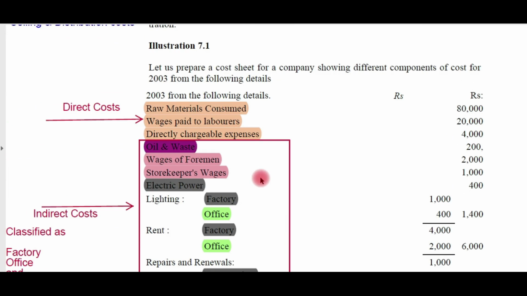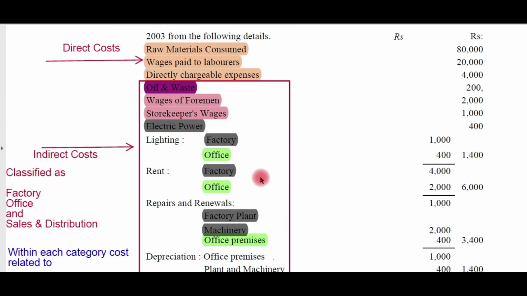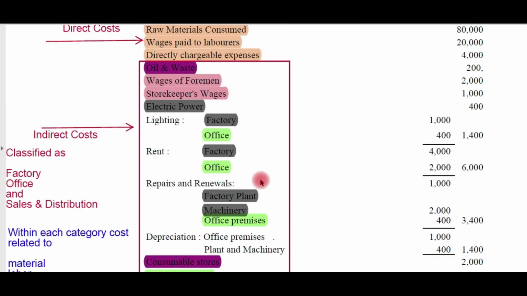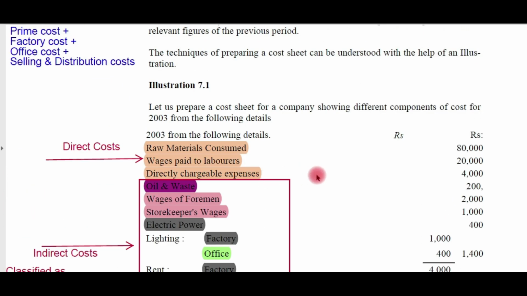These are the list of all the costs that are incurred in this manufacturing company. Our job is to classify them. We have to classify which are all the direct costs, which are all the indirect costs, and among indirect costs, which costs pertain to factory, which costs pertain to office, which costs pertain to sales and distribution, and within factory, which is pertaining to material or labor or expense, and within office the same thing. So we need to classify all these costs.